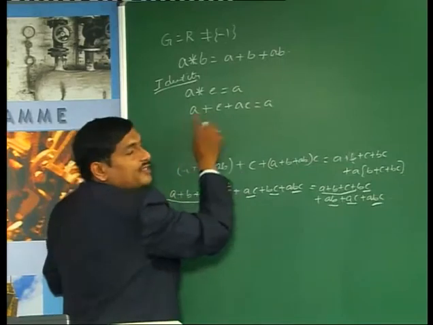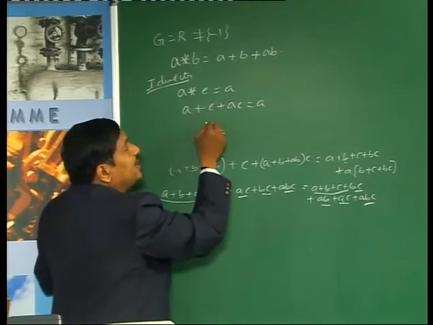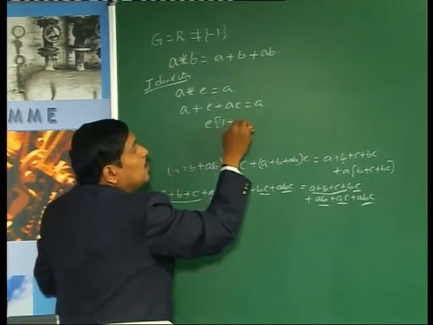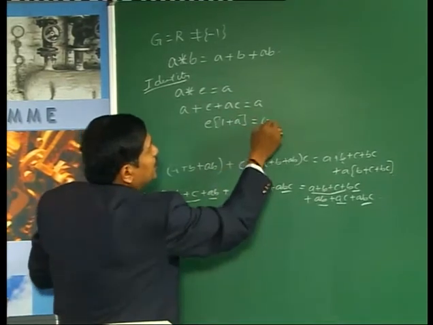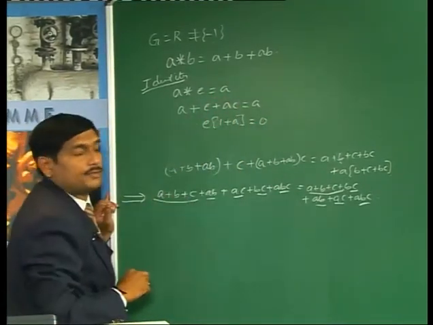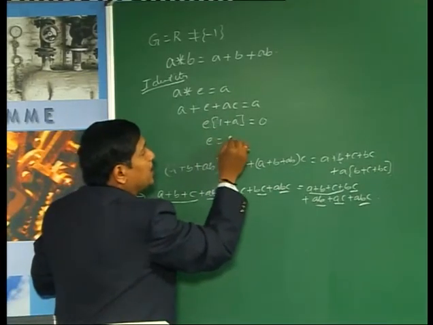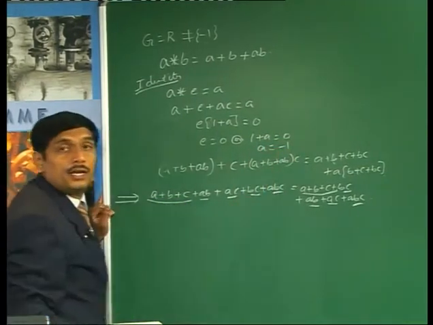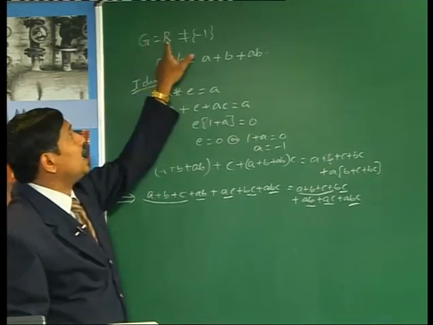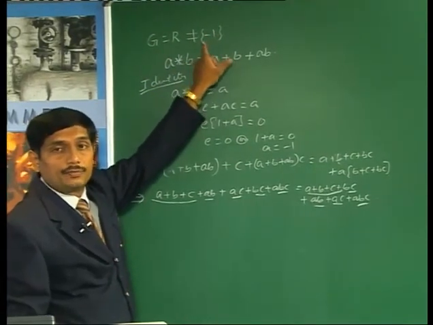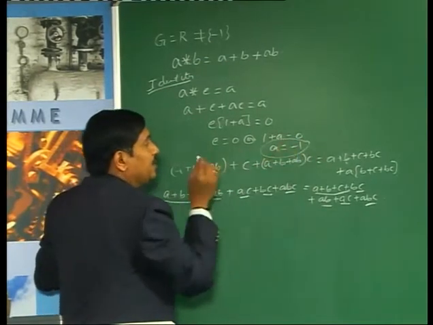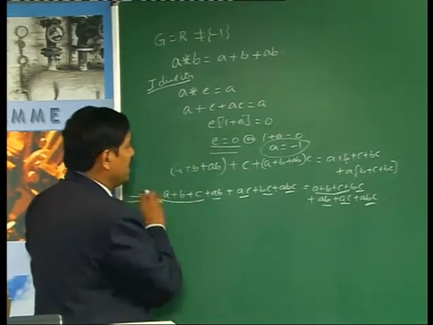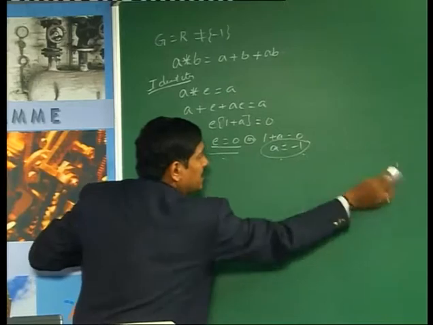Then from left cancellation, A cancels, and E is a common factor for these two terms. We take E times (1 plus A) equals 0. So you get E equals 0 or 1 plus A equals 0, which means A equals minus 1. Given that in the set R, A is not equal to minus 1, this cannot be possible. Therefore the identity element E equals 0. Then the identity element exists.